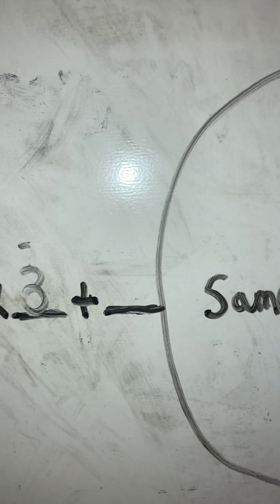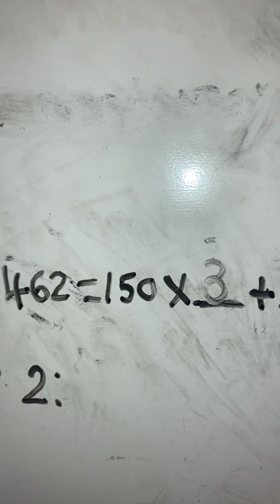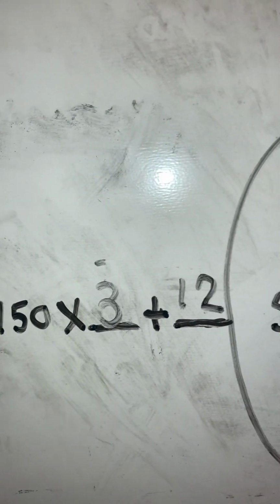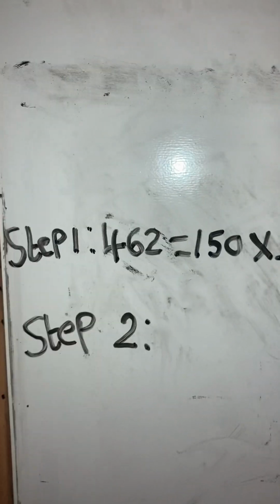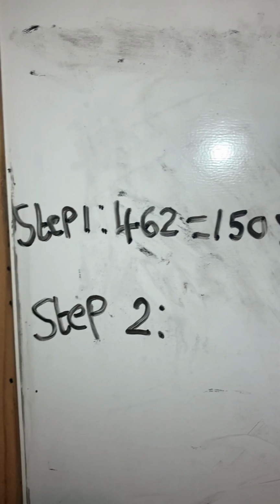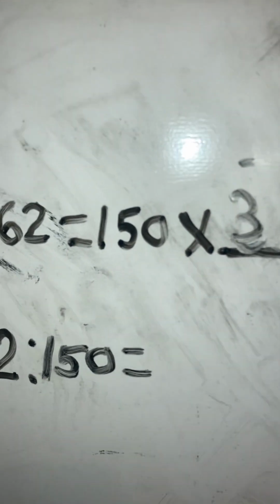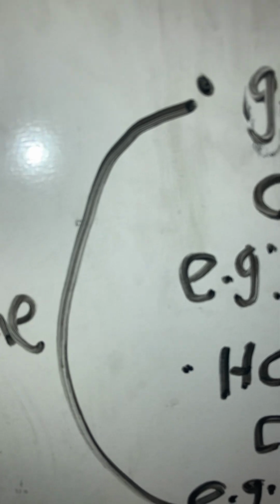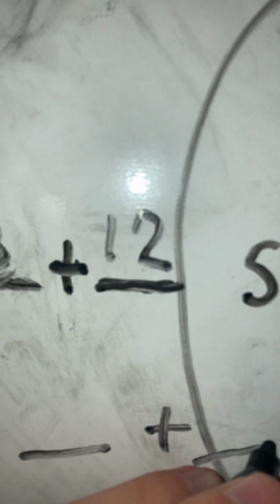What number goes in this blank? That's got to be a 12. The reason is that this is 450, add 12, and that gives you 462. So what does step 2 look like? In step 2, the 150 moves here, and now we express this as 12 times some number, plus some number.